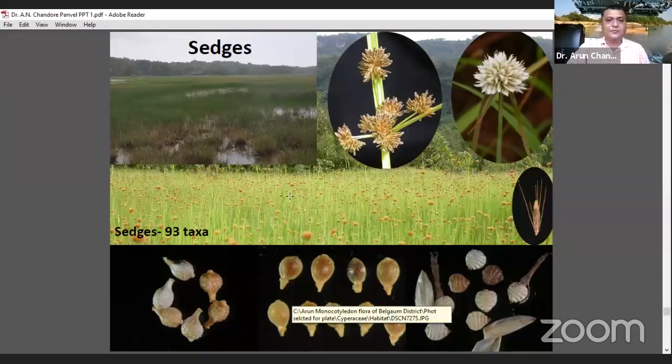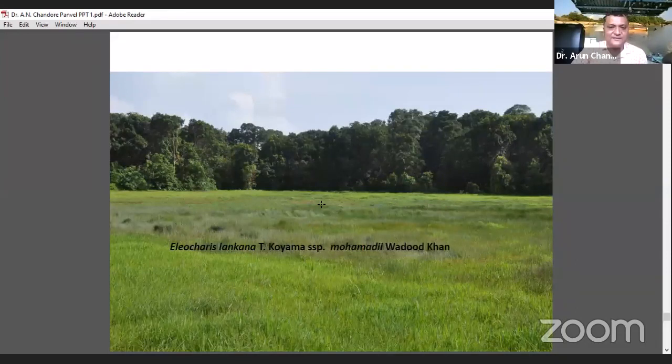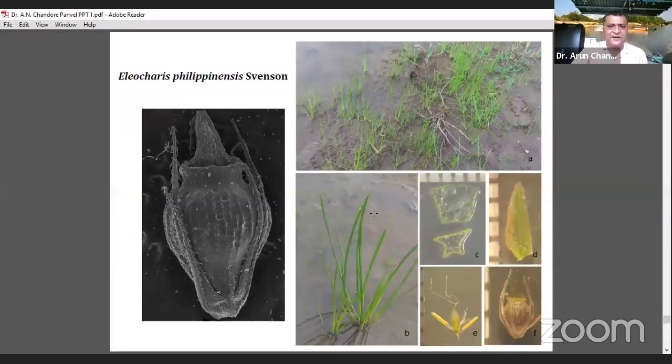Okay, this is Eleocharis lankana subspecies mohammadi, described by Dr. Wadud Khan sir from Kolhapur district of Maharashtra. Then this is Eleocharis philippensis. Recently we collected it from the Konkan region, and we propose it as new to our country.